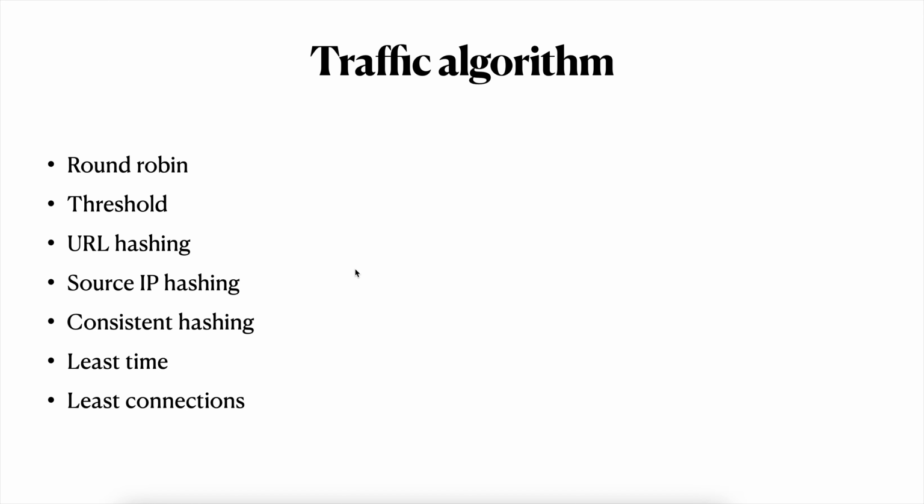Consistent hashing is a ring of nodes, where all the nodes are in a ring, and it will create a hash and route to the particular node. Least time routes a request to where we have the least response time. Least connection routes a request to where we have fewer connections established.